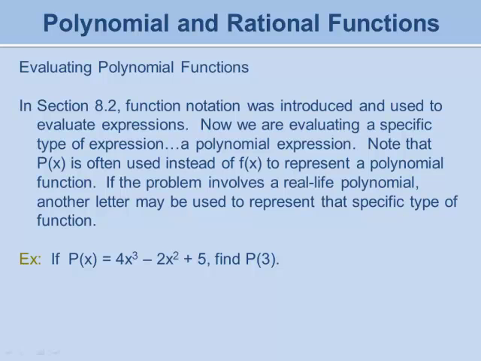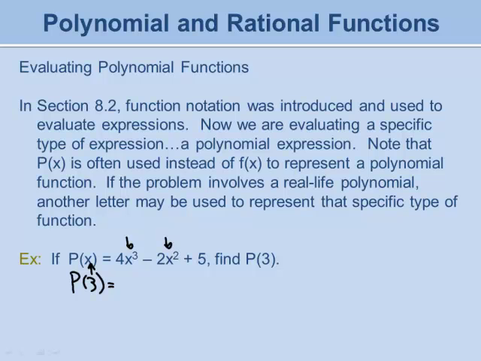So for example, let's say that you're given this problem. If p of x equals 4x cubed minus 2x squared plus 5, find p of 3. All right, so this is just exactly the same thing we were doing in the previous section. When asked to find p of 3, what that means is to let x be 3 in the polynomial wherever x appears. And so wherever x appears, we're going to replace that with 3. All other terms remain the same.